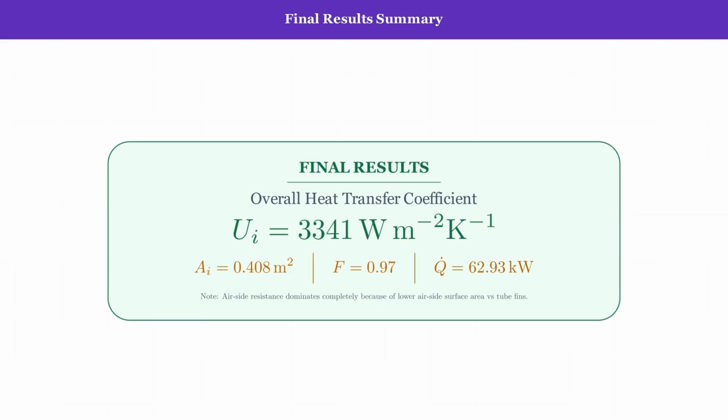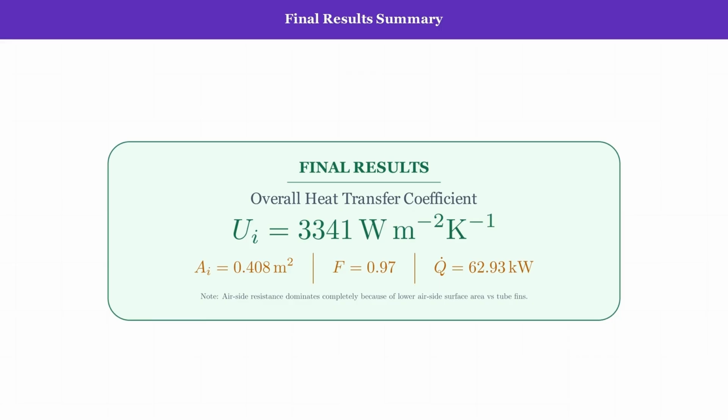Airside resistance dominates this heat exchanger completely, and that one observation explains virtually every design decision that goes into a real automotive radiator. Think about what controls U sub I. The overall thermal resistance is the sum of three contributions: convection on the water side, conduction through the tube wall, and convection on the air side. Water, as a liquid, carries convective coefficients comfortably in the range of several thousand watts per square meter per Kelvin.